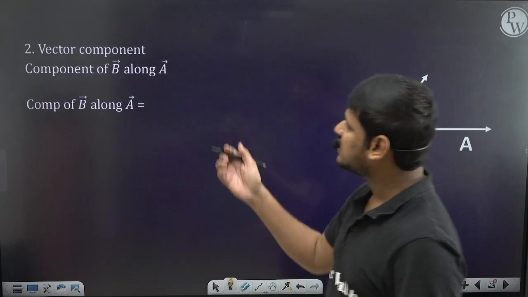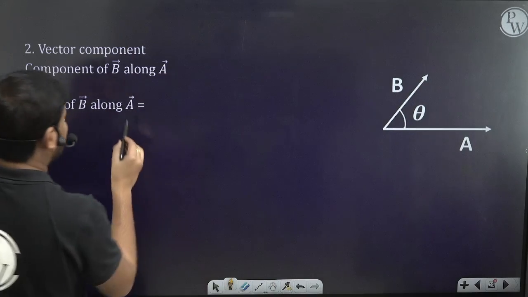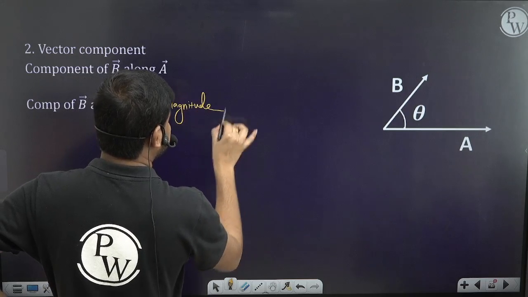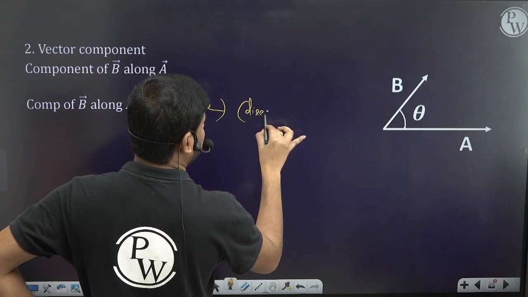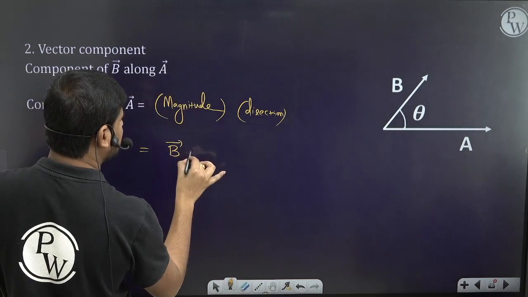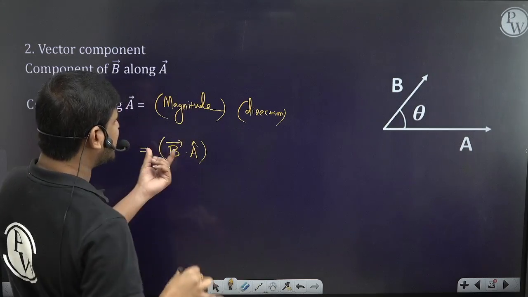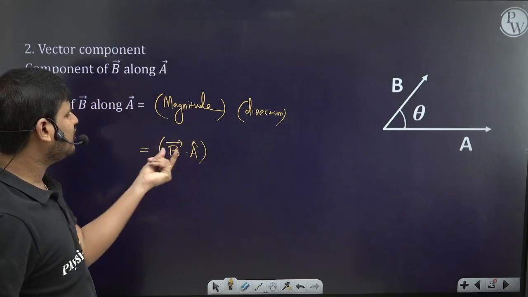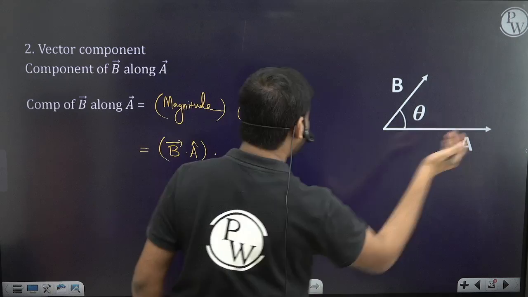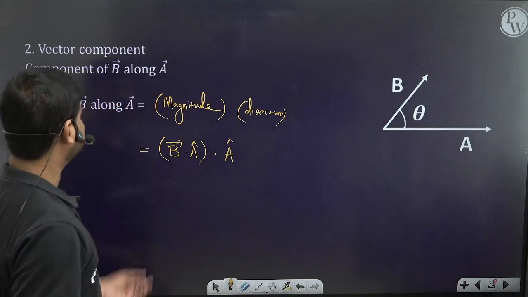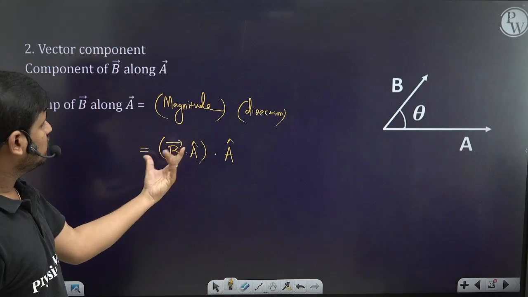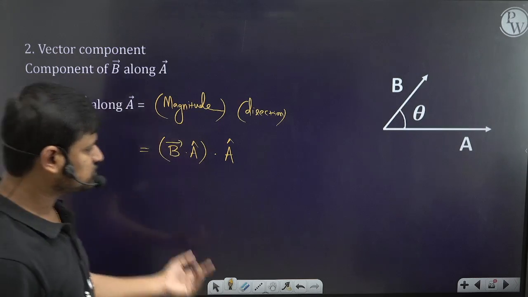Now if you need the vector component, it should have the magnitude as well as direction. The component of b along a: this whole thing is the magnitude of b along a, and the direction of the whole thing will be along the a direction, so that's why a cap. This is very rarely asked unless they mention it. If they mention it, take this; otherwise just go for the previous thing only.